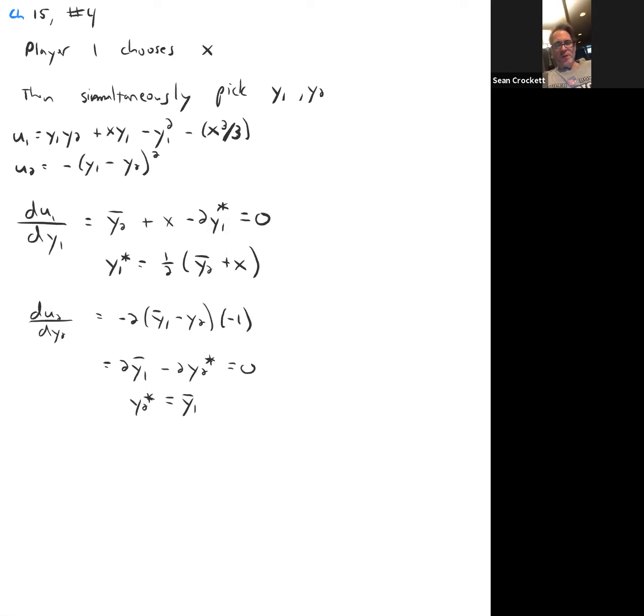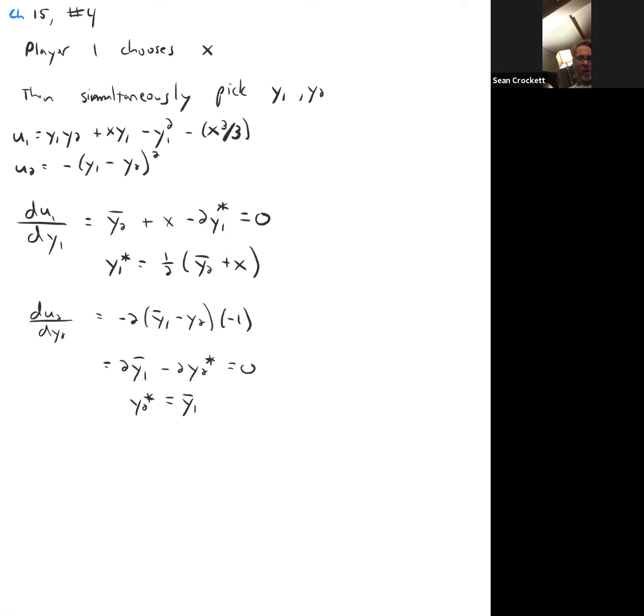Okay, so player 2 just wants to make a guess about what player 1 does, and then imitate it. And that should be clear from the utility function, because inside the parentheses is y1 minus y2, and we're going to square that and take the negative. So the best that could possibly happen is that player 2 gets a payoff of 0, a utility of 0, when the two numbers equal each other. Otherwise, the further apart they are, the more negative they're going to be. Okay? So these are the best response functions.